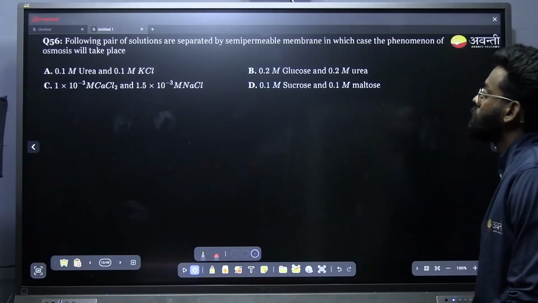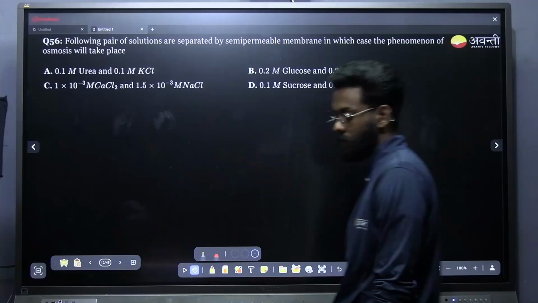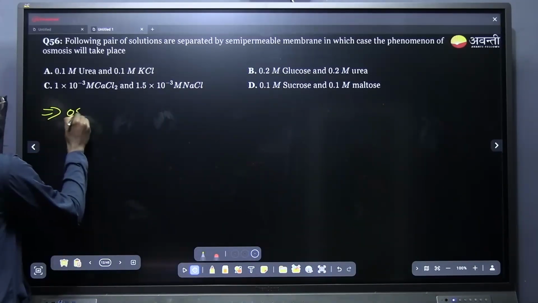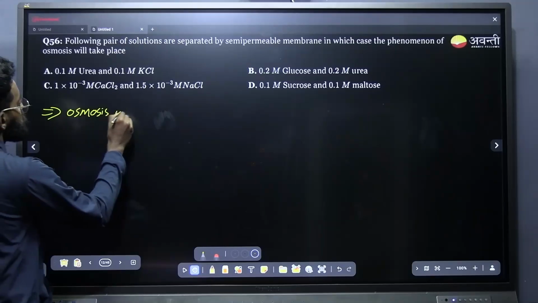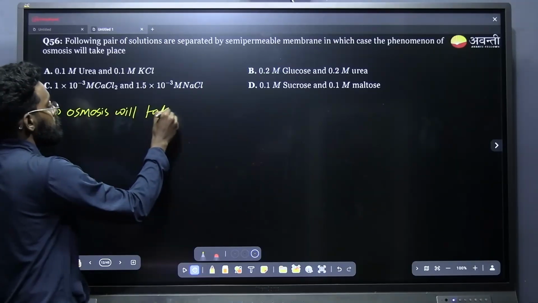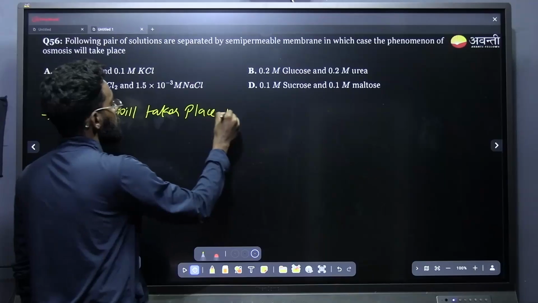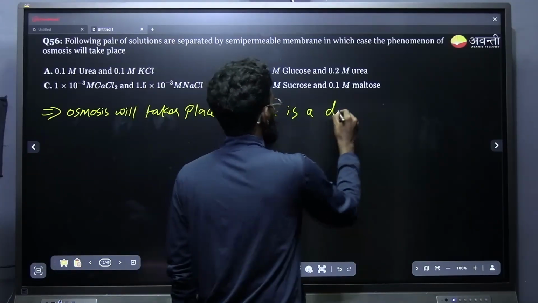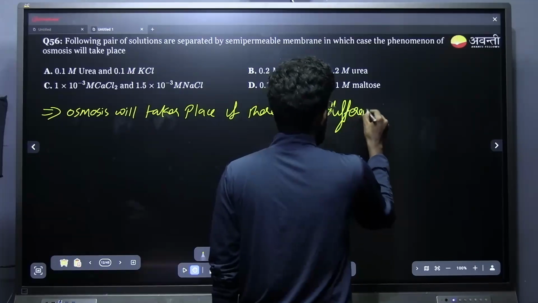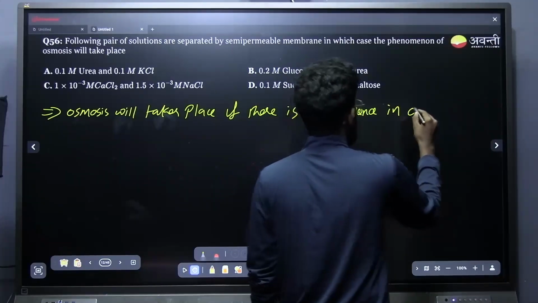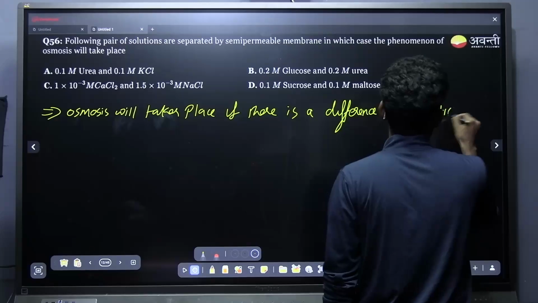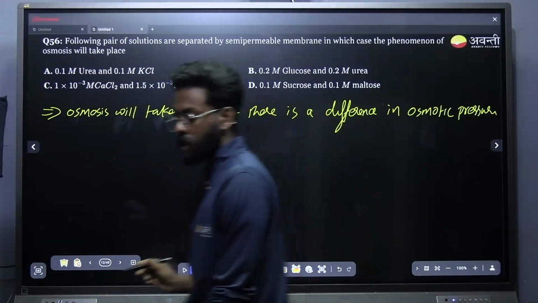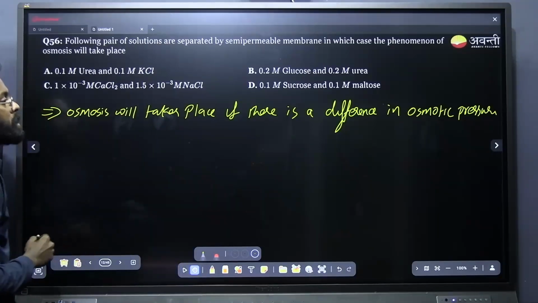Yes. Next question. The following pair of solutions are separated by a semi-permeable membrane. In which case will the phenomenon of osmosis take place? Osmosis will take place if there is a difference in osmotic pressure. If there is a difference in osmotic pressure, then only osmosis will be taking place.